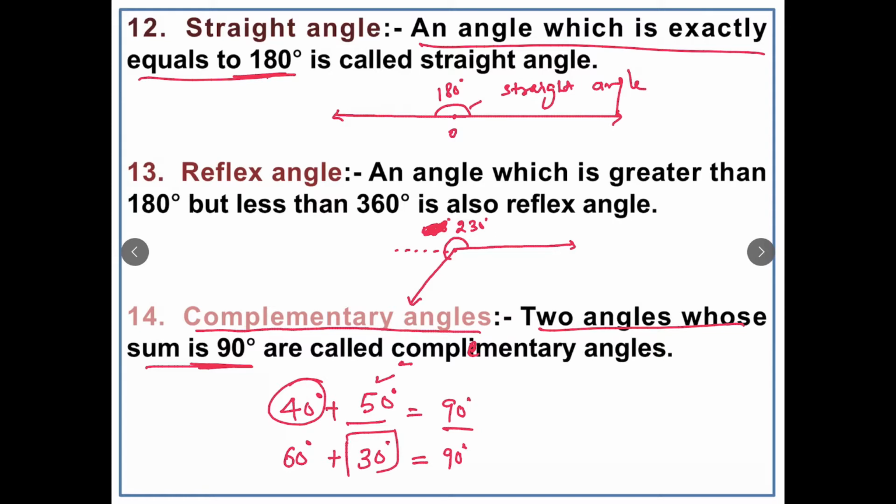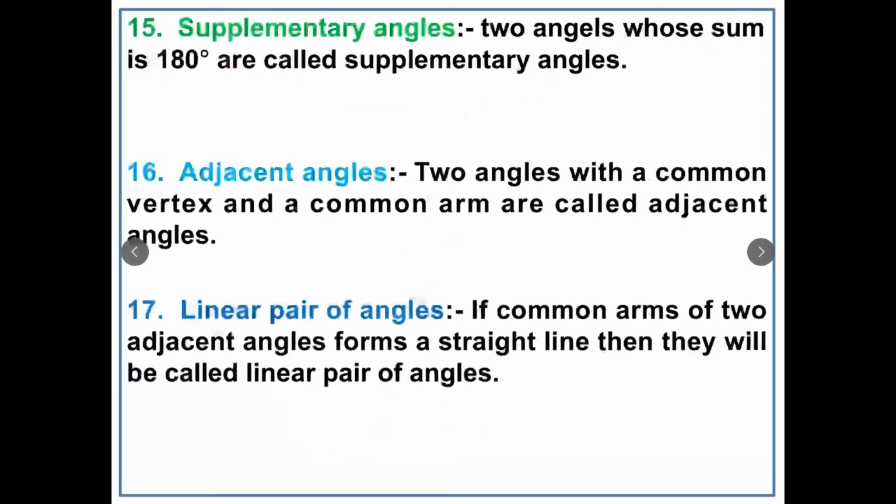Okay, if the sum of two angles is 90 degrees, they will be called complementary angles, not supplementary. Supplementary is here. Next one, supplementary angles are two angles whose sum is 180 degrees. Now let's say if we have an angle of 120 degrees, its supplementary angle will be 60 degrees, which results in a total of 180 degrees, like this definition says. So if the sum of two angles is 180 degrees, they will be called supplementary angles.